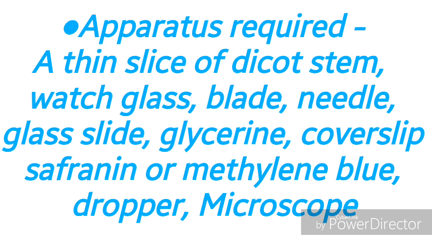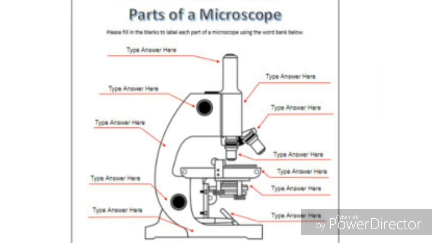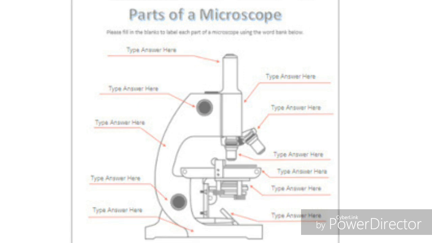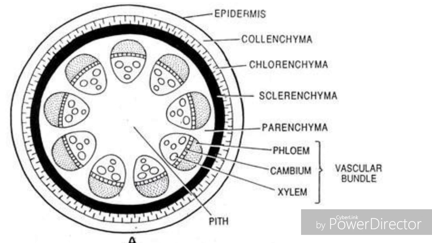So with the help of this apparatus, we have to observe the different types of cells and tissues in a stem. So here we are preferring dicot stem. For example, sunflower stem, if you observe, it is a dicot stem. So we have to use a microscope here, a compound microscope. It is also called a light microscope. In this microscope, we have to focus light onto the specimen. So in this diagram, you can see the different types of tissues in a dicot stem.